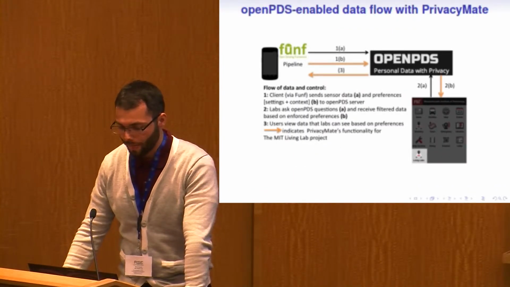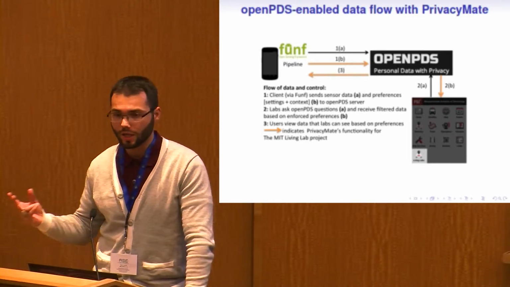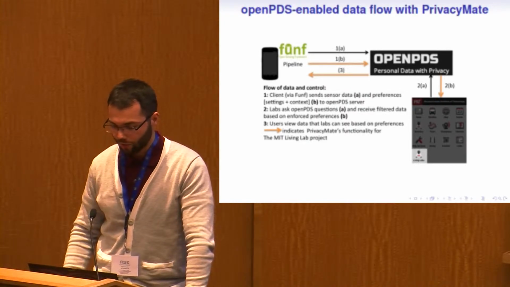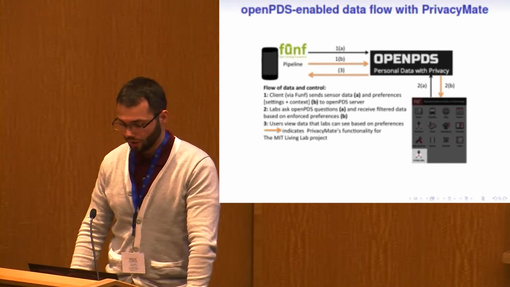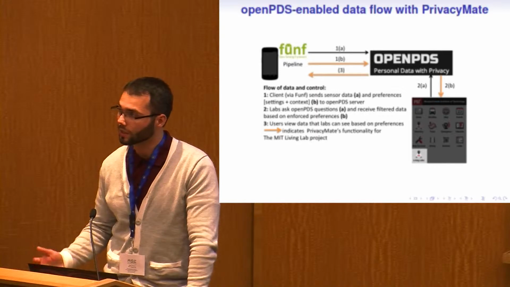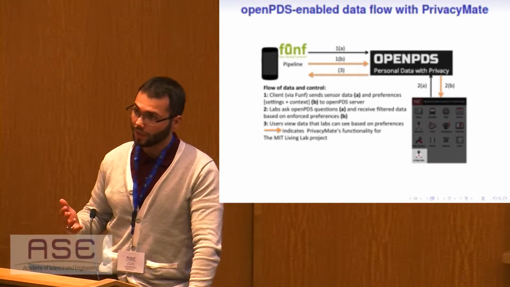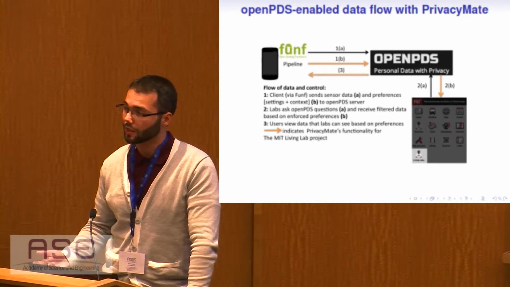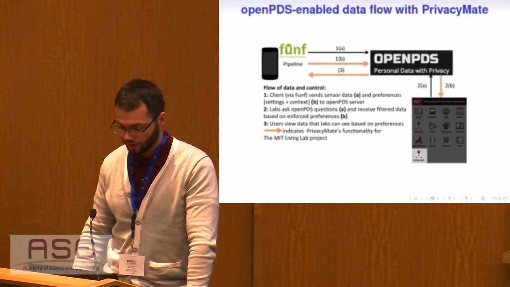So we take the previous data flow that we saw, where applications were requesting access to data, throwing it onto a server that they control, and Privacy Mate augments this on top of OpenPDS to provide fine-grained user preferences on top of data collection. So we have the client, FUNF, the Open Sensing Framework, sending not only sensor data that it collects, but also the user's preferences on how to collect this sensor data to their OpenPDS install.